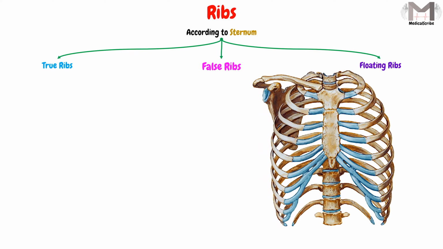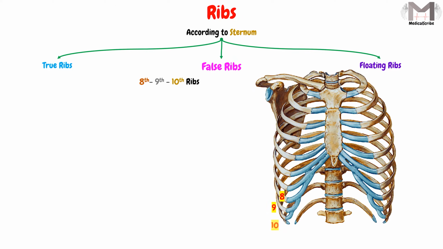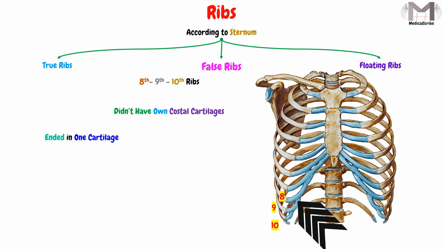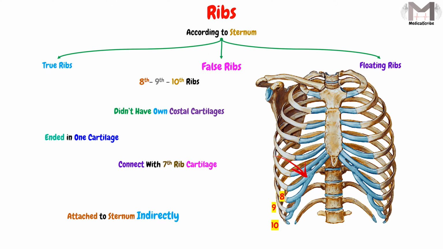While the false ribs are the 8th, the 9th, and the 10th ribs. They are called the false ribs because they don't have their own costal cartilages directly with the sternum. What happens in their case is that all of them end in one cartilage. Then this cartilage connects to the costal cartilage of the 7th rib of the true ribs. And by this cartilage, they attach to the sternum but indirectly. So that's why we call them the false ribs.